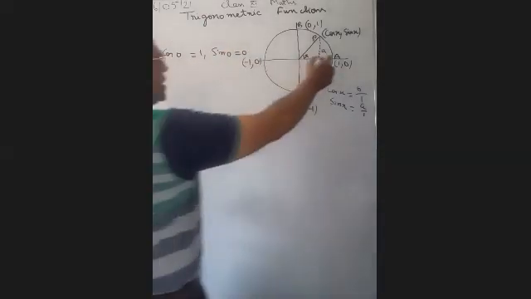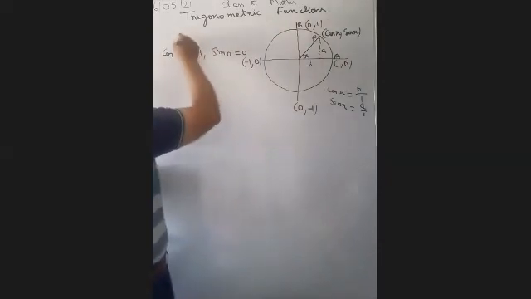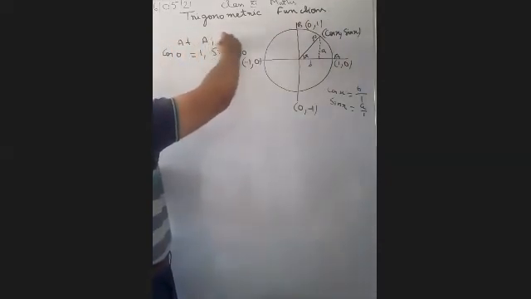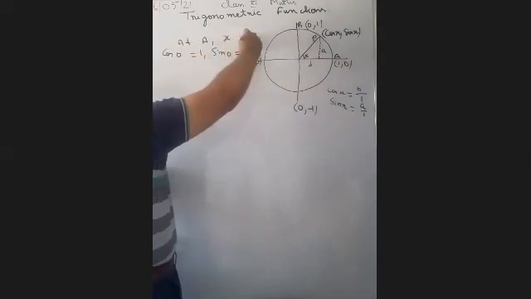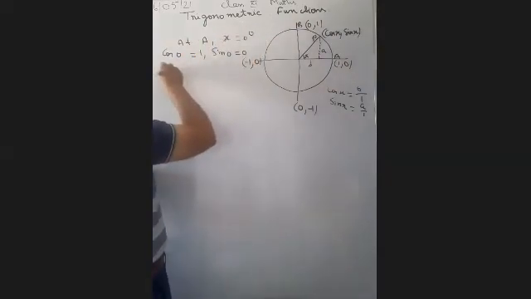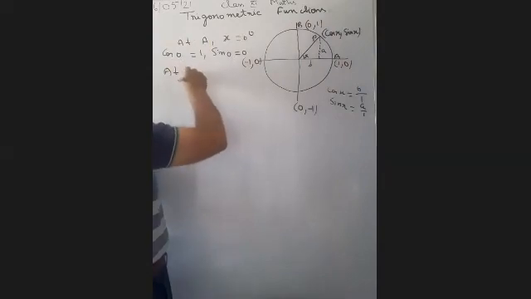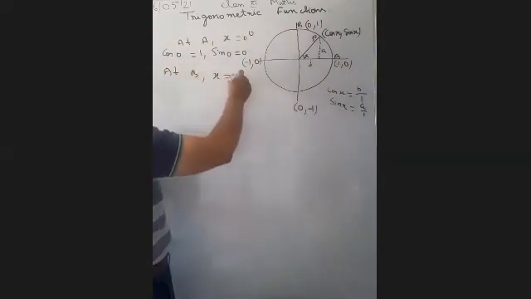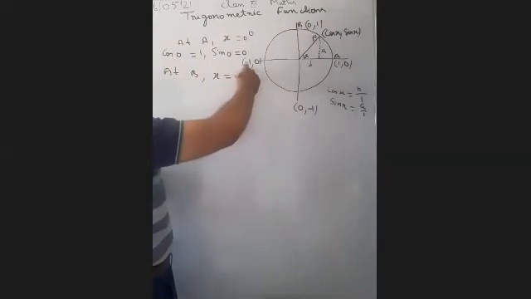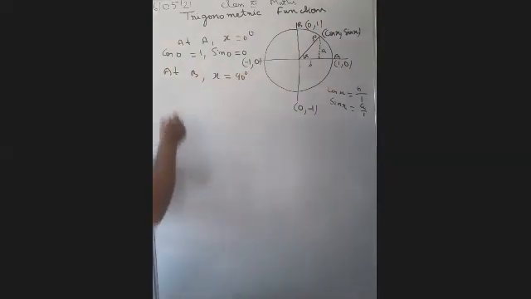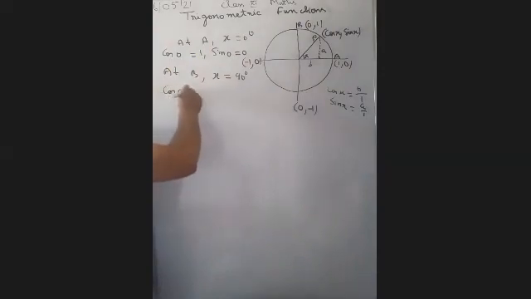If we are here at position A, at A the angle x is equal to 0 degrees. At B, what will happen? At B, x is equal to 90 degrees. Okay? 90 degrees or pi by 2. It means cos 90 equals 0, sin 90 equals 1.